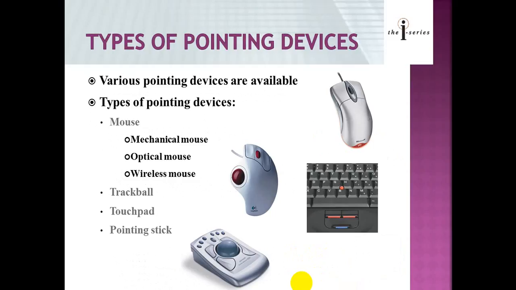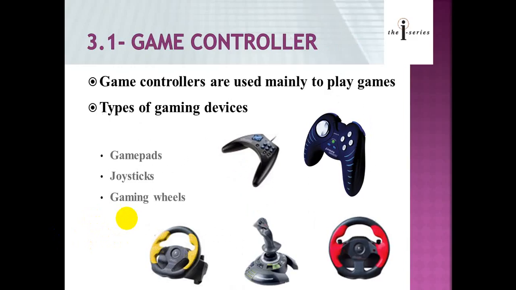Types of the pointing devices. We have various types of the pointing devices, and all these devices perform some specific tasks. Number 1, I have the mouse. I have 3 types of the mouse: mechanical mouse, optical mouse, and wireless mouse. We have also trackballs, touchpads, and pointing sticks. All these are pointing devices. We use them to choose or to enter the commands into the computer.